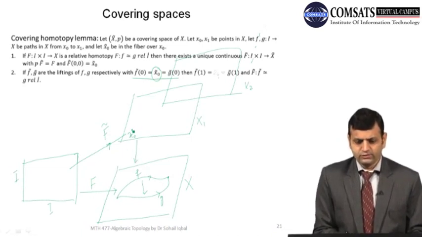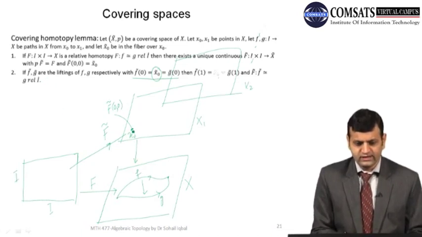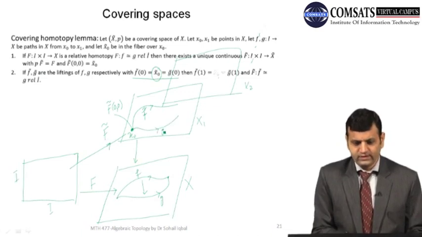the same as f. Also this point is basically f tilde of (0, 0). Now this second part says that if f tilde and g tilde are liftings of f and g, we have seen that if f and g are liftings, then they should have the same initial point. So these are the liftings with f tilde of 0 equal to g tilde of 0, and f tilde of 1 is equal to g tilde of 1.